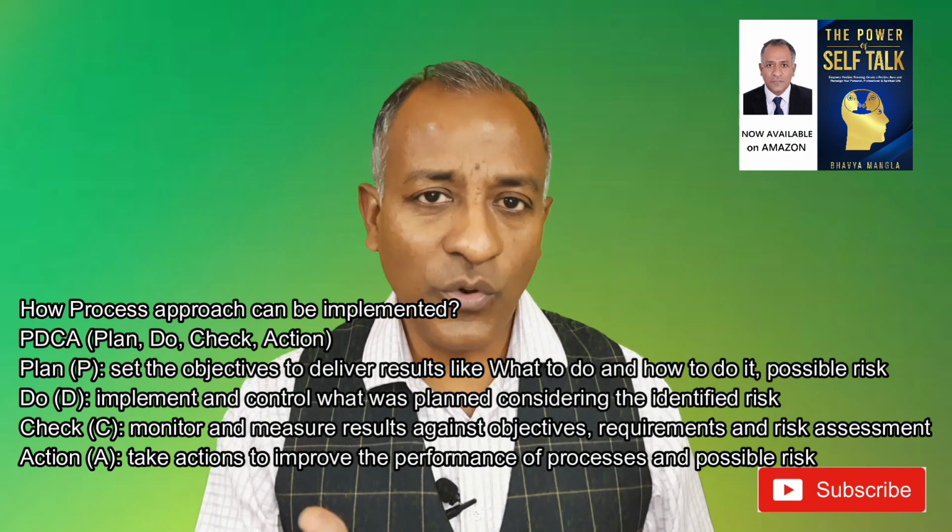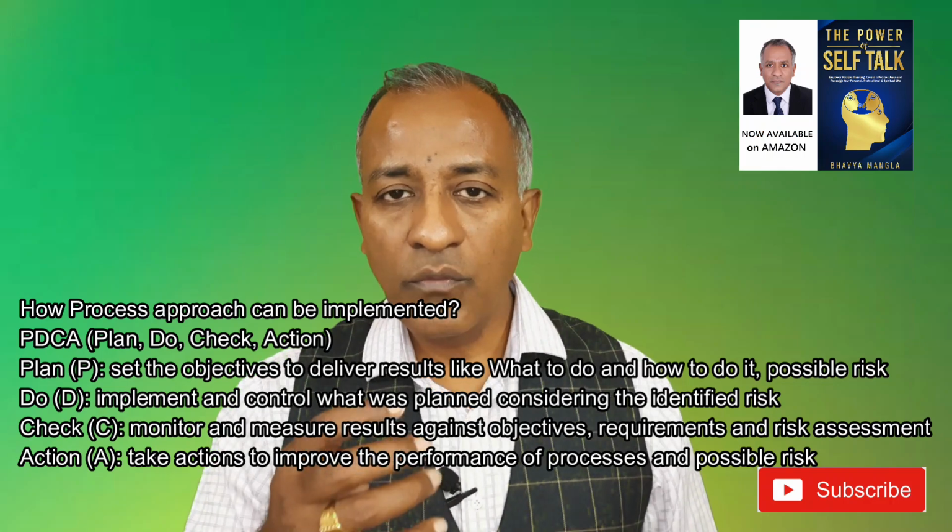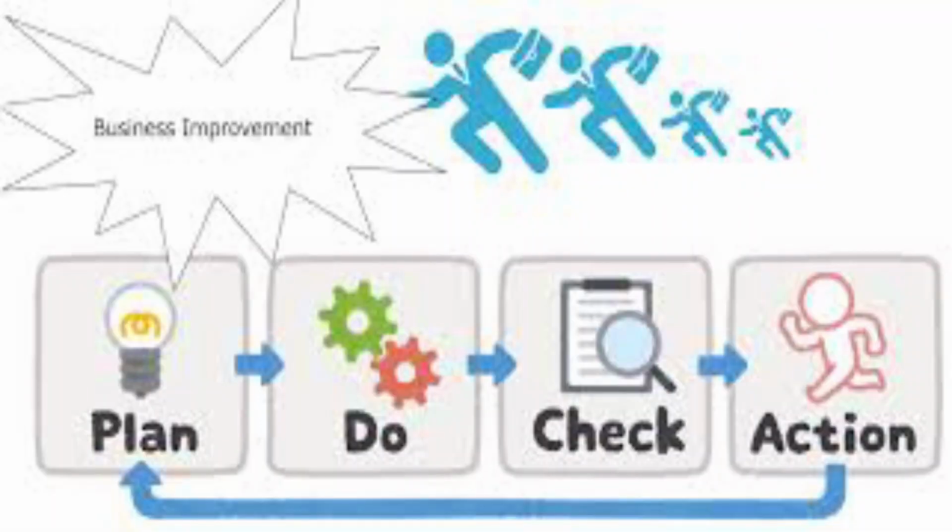To tell a little bit more about what PDCA is, the first thing is planning. It means we plan what we want to achieve. We also plan when we want to achieve, and how to achieve. We also plan what the possible risks are and what to do with respect to them.